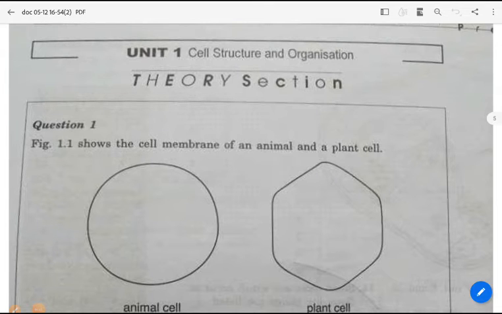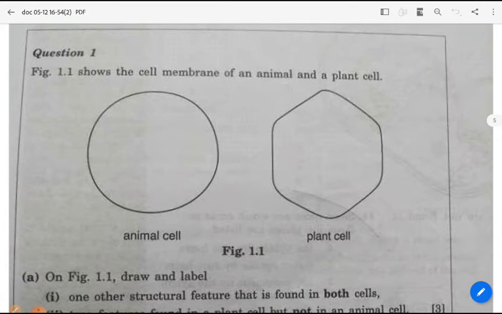This is our first unit, cell structure and organization. Today we'll do the theory section of this chapter. Now the question number 1. Figure shows the cell membrane of an animal and a plant cell.